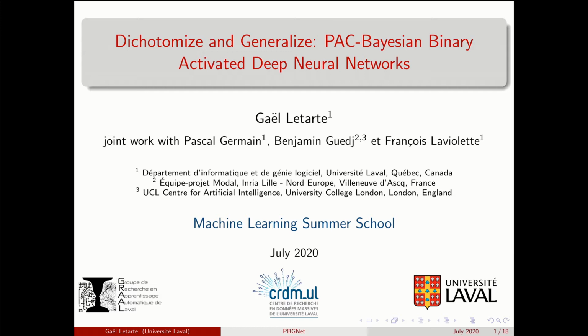In this short video I will present our work that was published at NeurIPS 2019 on Dichotomize and Generalize: PAC-Bayesian binary activated deep neural networks. This is joint work with Pascal Germain and François Laviolette from Laval University and Benjamin Guedj from INRIA Lille and UCL. In this work we analyze deep neural networks with binary activation using the PAC-Bayesian theory. We developed a framework to train such networks and we obtained non-vacuous generalization bounds for our approach.